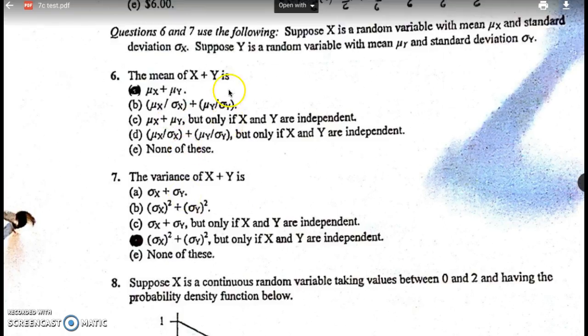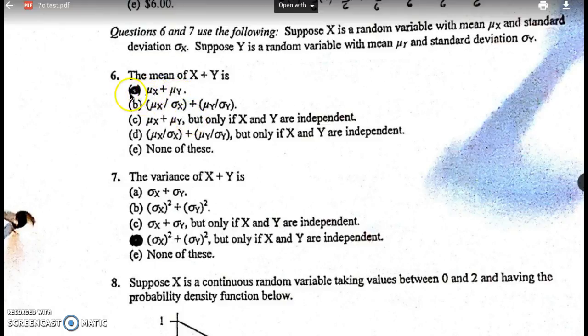Question 6 says, suppose x is a random variable with mean mu x and standard deviation sigma x. Suppose y is a random variable with mean mu y and standard deviation sigma y. The mean of x plus y, this is a formula, is mu x plus mu y.